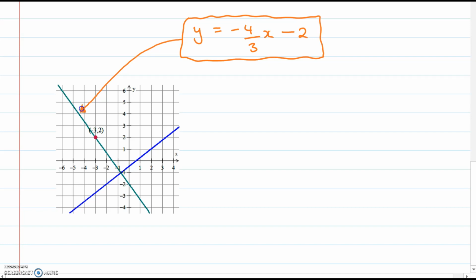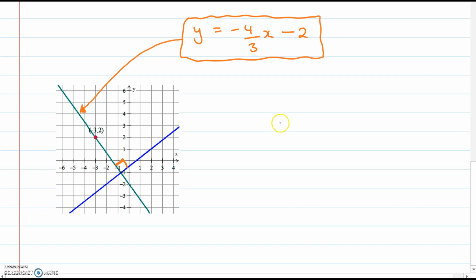Okay, that's the new line, and it goes through the point negative 3, 2, and it makes a right angle here. So it goes through the point negative 3, 2, perpendicular to the original blue line that we had. And that's what we were asked to do. Okay, thank you for watching that.